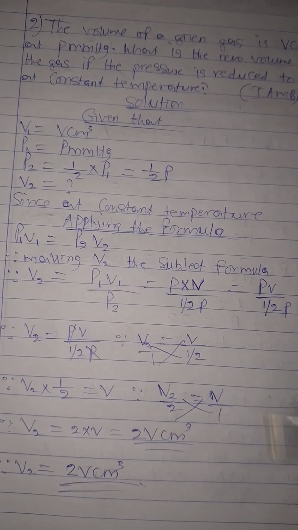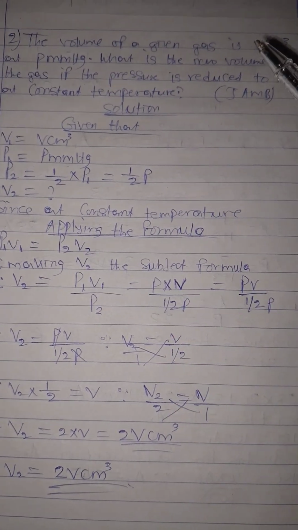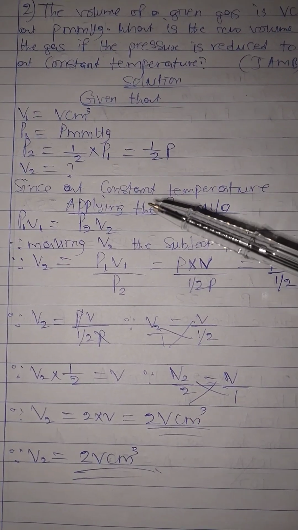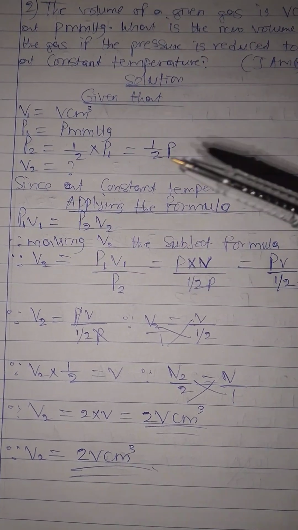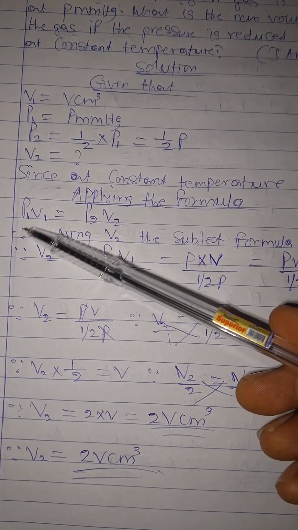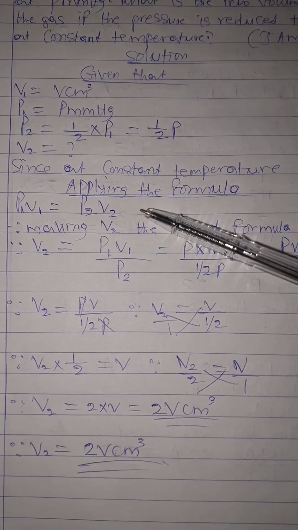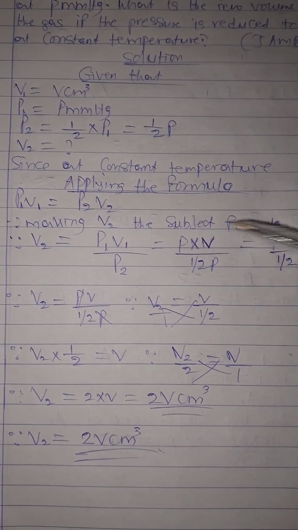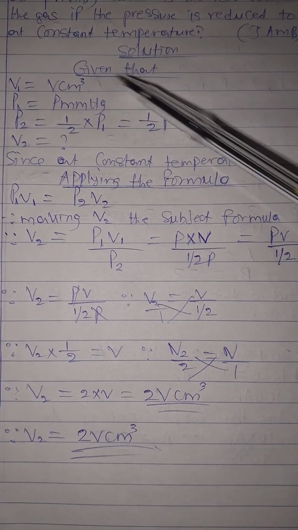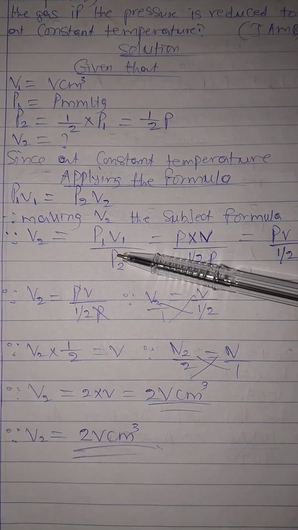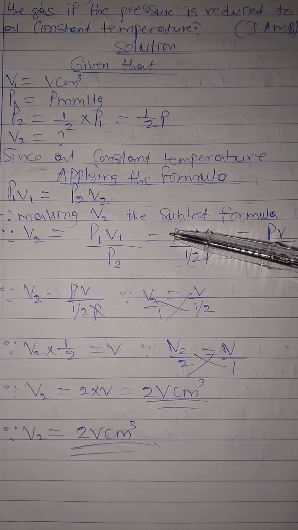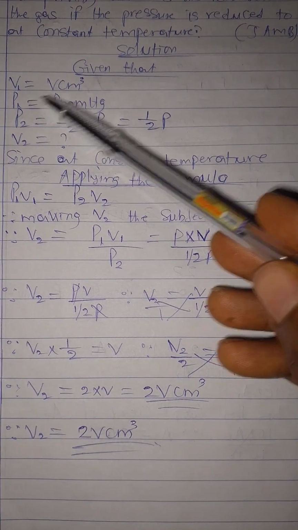Now I know that since this question is referring to constant temperature, we apply the formula for Boyle's law, which says that P1 V1 is equal to P2 V2. So making V2 the subject of the formula, V2 is equal to, substituting the values we got here, my value for P1 is P times my V1.